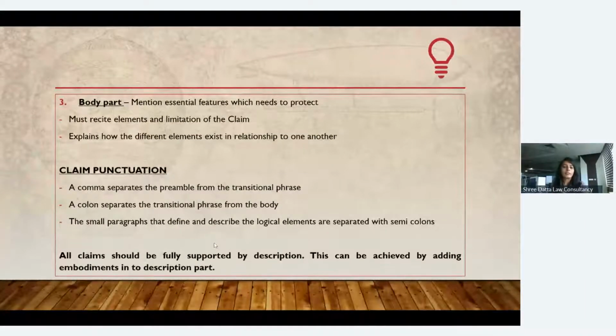Then the small paragraphs that define and describe the logical elements are separated by semicolons. Each and every feature which you want to add into the body part can be separated by colon, semicolon, and at the end you have to put the full stop. So all the claims should be fully supported by the description. This can be achieved by adding the embodiments into the description part.